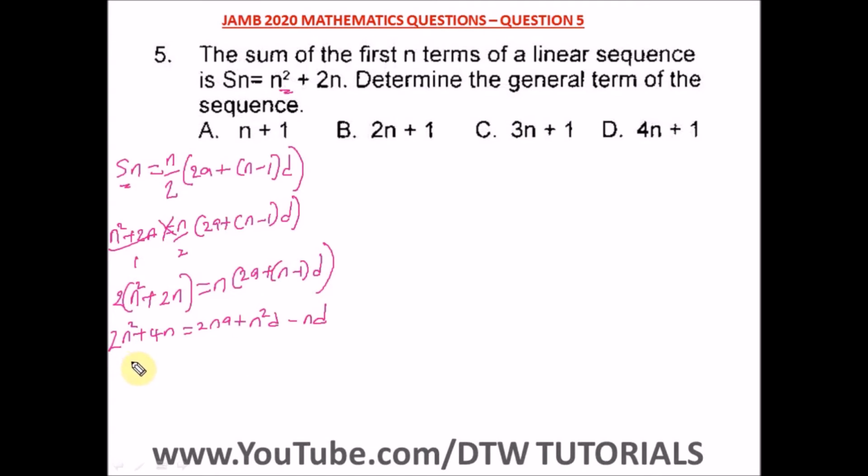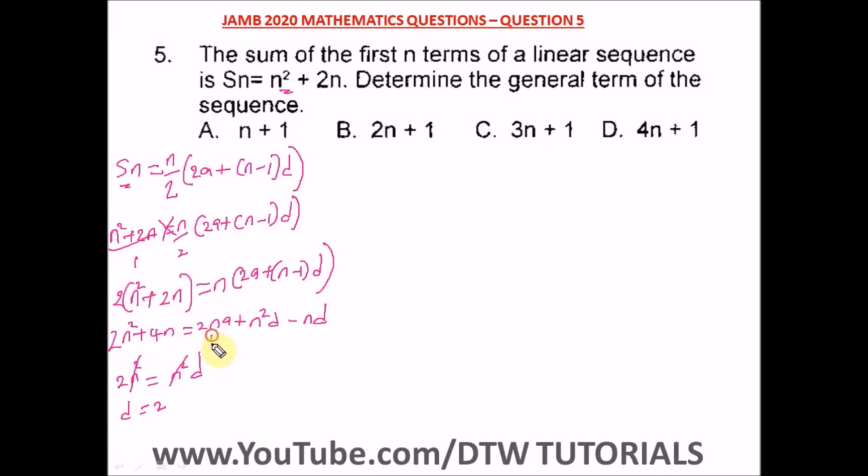If you look on my left, we have 2n squared. The variable n squared here is the same as the variable here, so we have a variable n squared here, and another variable n squared here. So we equate this variable. So we have 2n squared equals, don't forget to pick up the sign, plus n squared d. So n squared cancels n squared, we have d equals 2. So now we go and equate the other variable n.